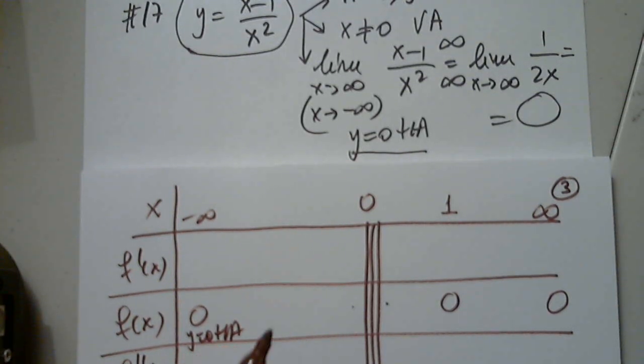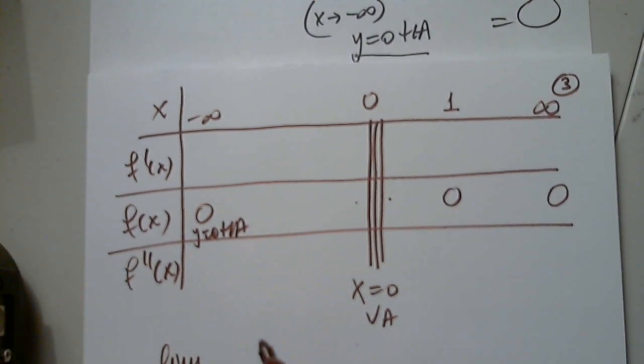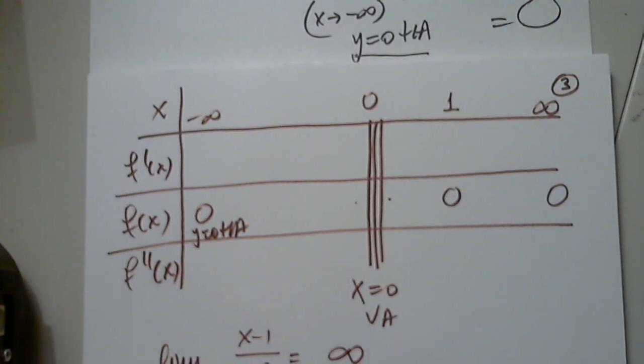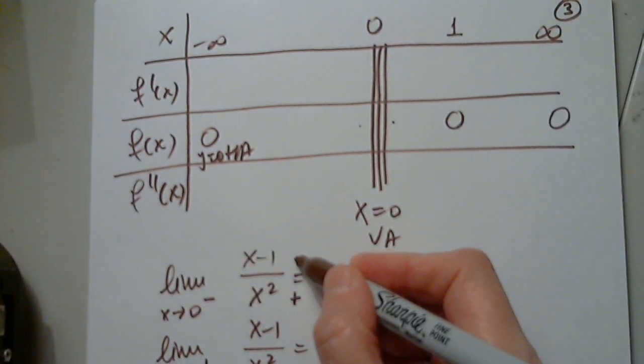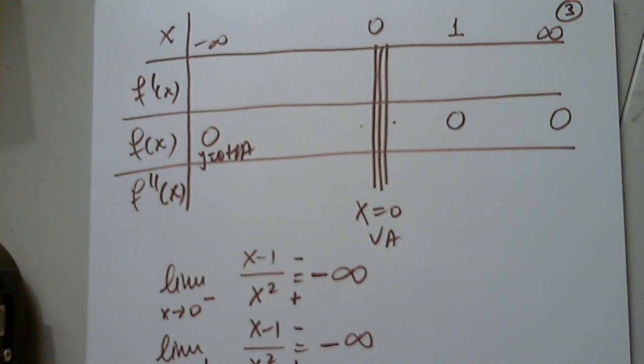So the limit from the left. The limit as x approaches 0 from the left of x minus 1 over x squared. I know it has to be infinity, and the other side as well. I know it has to be infinity, but I don't know the sign. And that is what I'm after. So 0 from the left, like negative 0.1, the denominator is positive, but the numerator is negative. 0 from the right, like 0.1, this is positive, and this is still negative. So both of them are negative infinity.